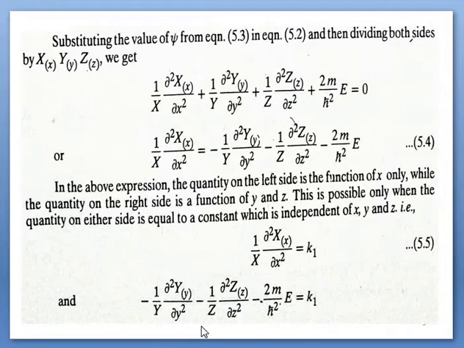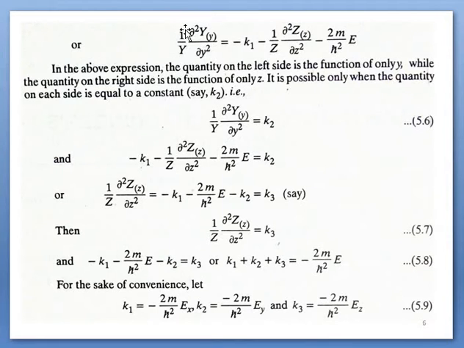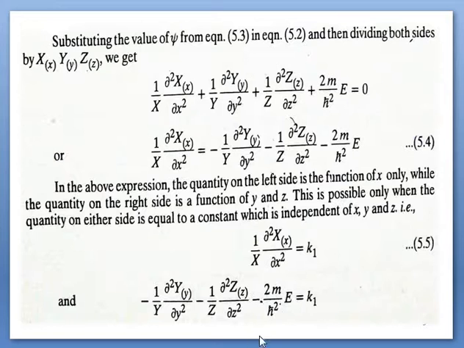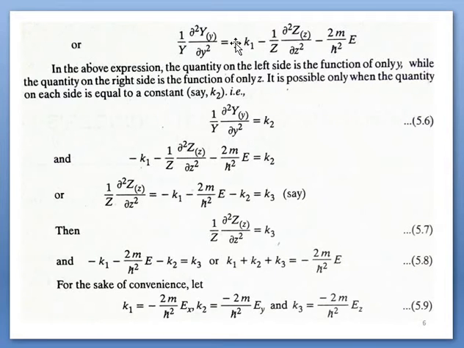Now, see this one. On the left side, this term is a function of y, and this term is a function of z. We will keep the term which is a function of y on the left side, and the remaining term is brought to the right side. If it is kept on the left, then it will be minus K1 and it will be positive. So this term will come on this side with a minus sign.